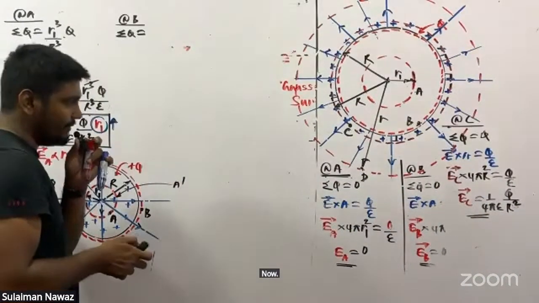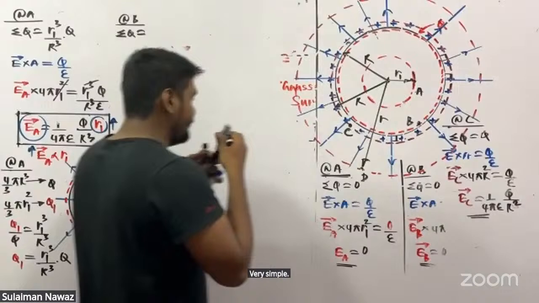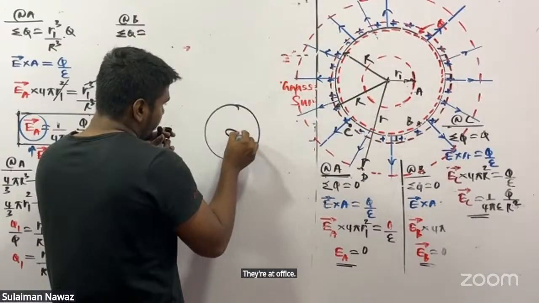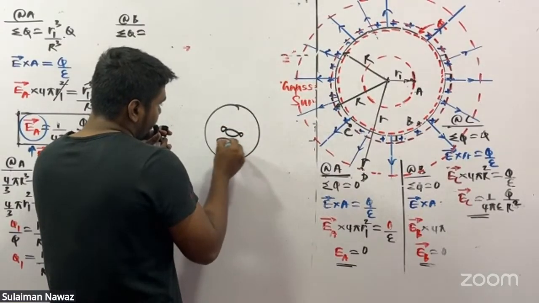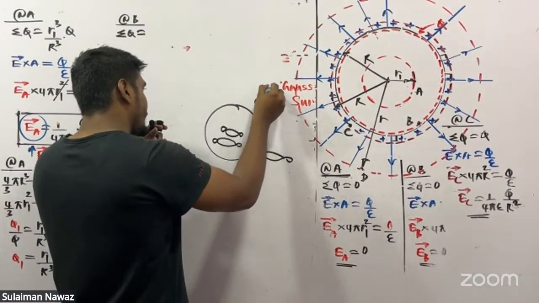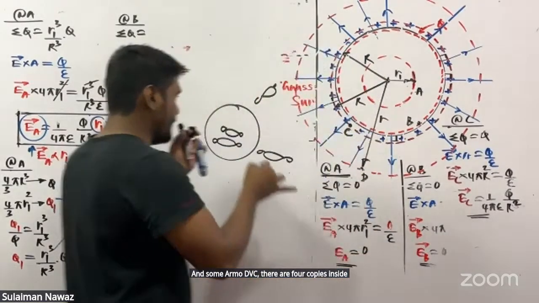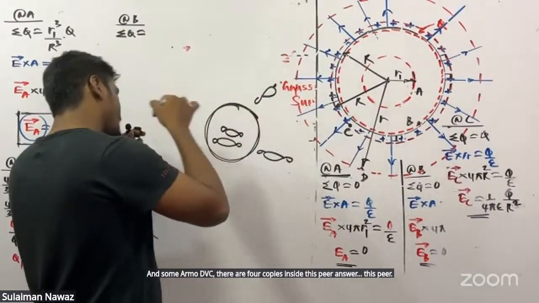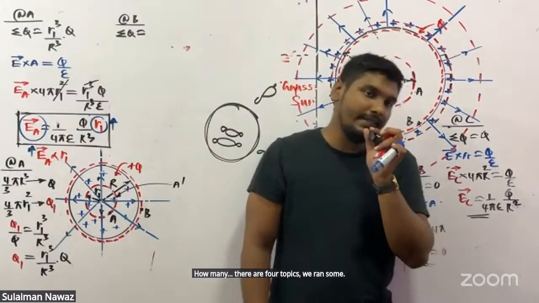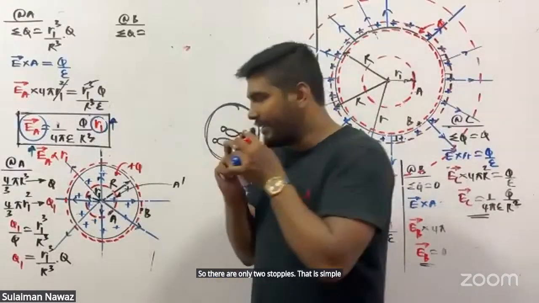Now how to find the charge? Very simple. Look here. There are toffees. There are 4 toffees inside the sphere. This is the sphere. So there are only 4 toffees inside. That is simple.